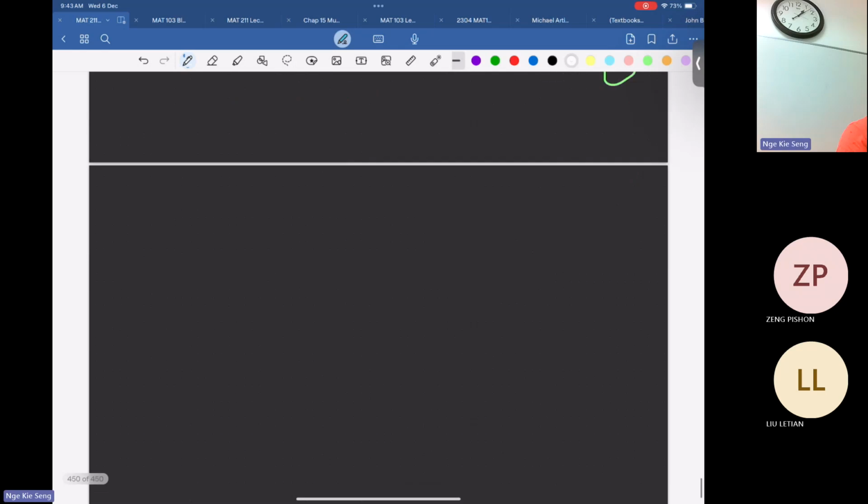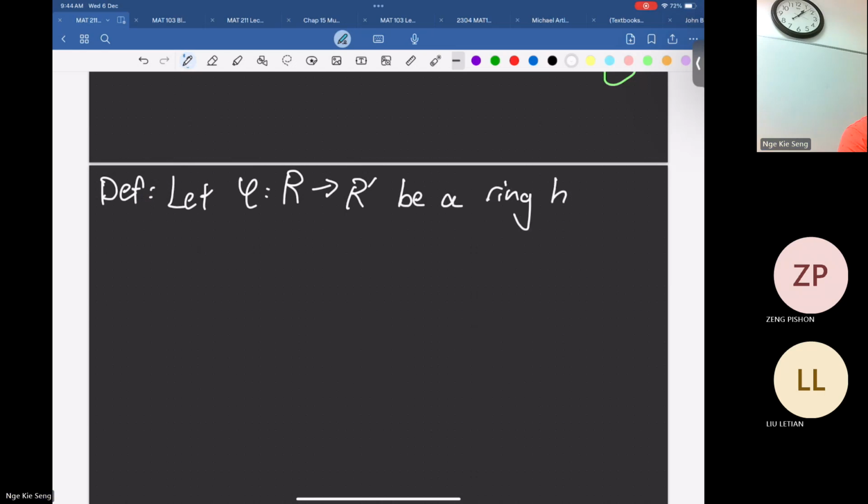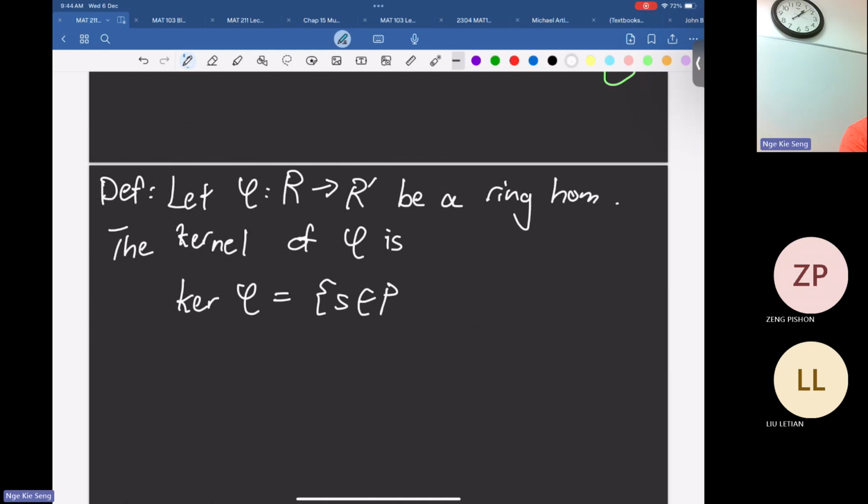By the way, if you want to stop me, just feel free to stop. Definition: this will lead to an ideal later. Again, we take a ring homomorphism φ. Still, the kernel of this map is interesting. So we look at the kernel of φ. These are all the things that get sent to 0 by φ, all the ring elements that get sent to 0 by φ.